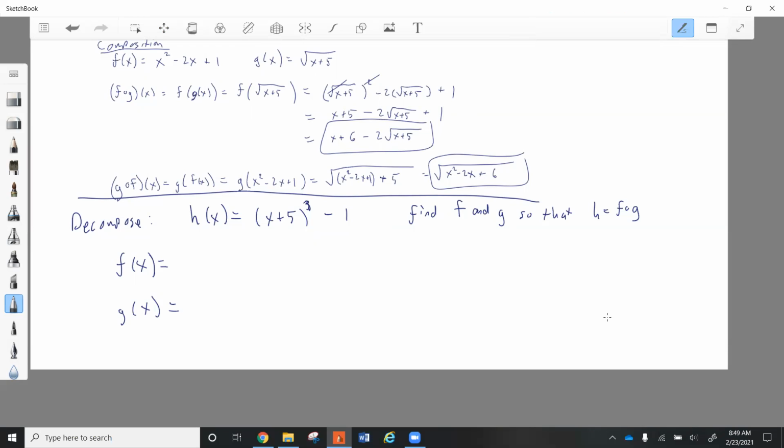f of x would be x to the third minus 1, and then g of x would be x plus 5. Folks, does that look good? You can always check it by composing them together again. We want to compose them together specifically in the order that's suggested.